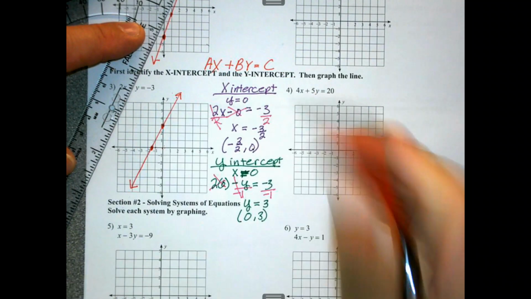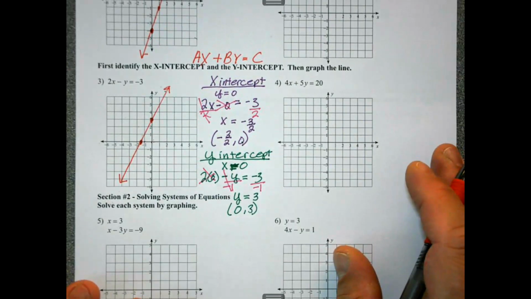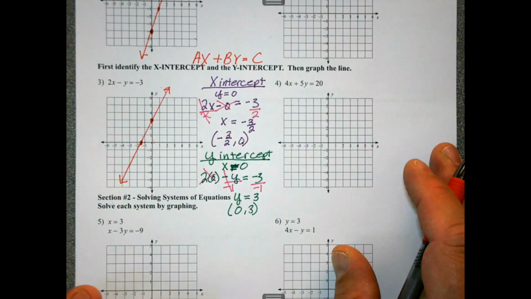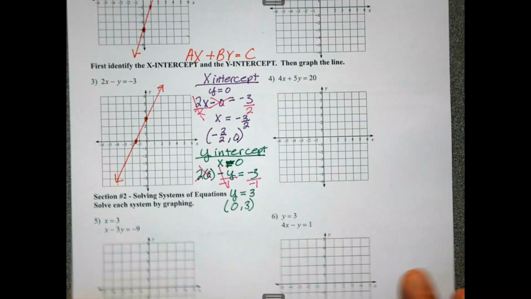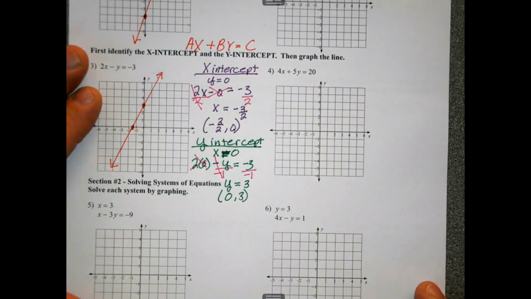I did not realize this was art class. You guys come up with some really creative lines. Trust me. Well, hey, as long as it passes through the two dots, it's technically still a line. All right.